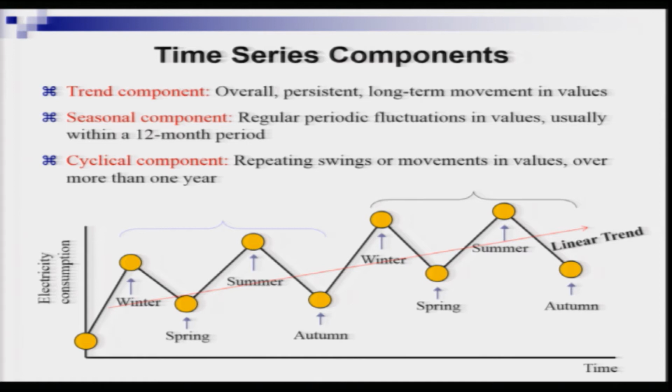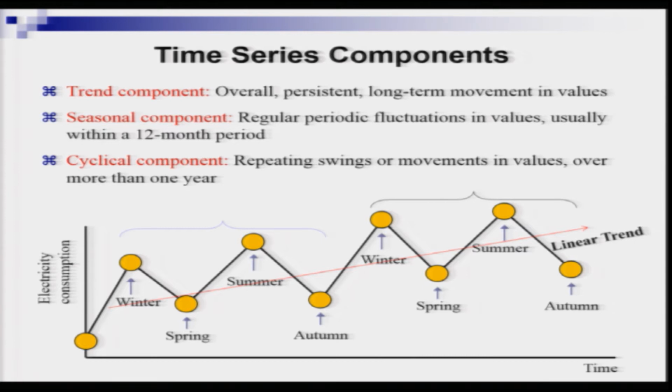For all these time values we observe a specific value for the variable electricity consumption, and here in this diagram I am showing you a very simple case. Suppose we have data on 2 years and we have data on quarterly electricity consumption.